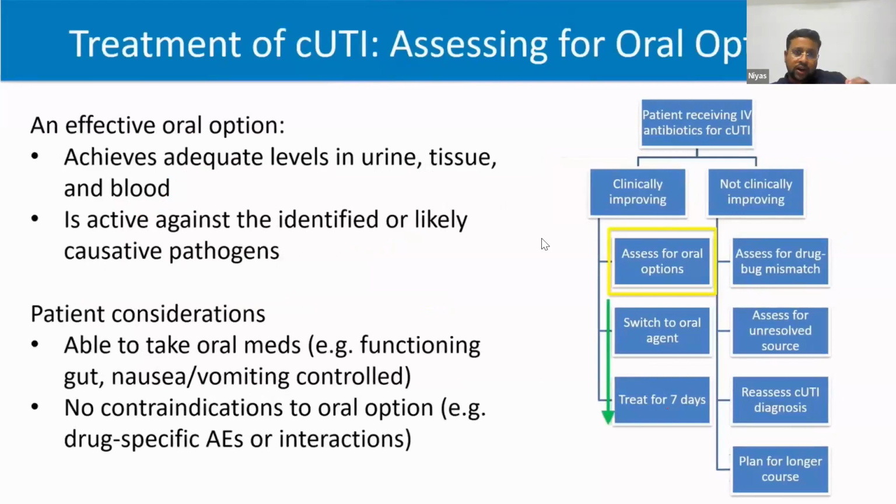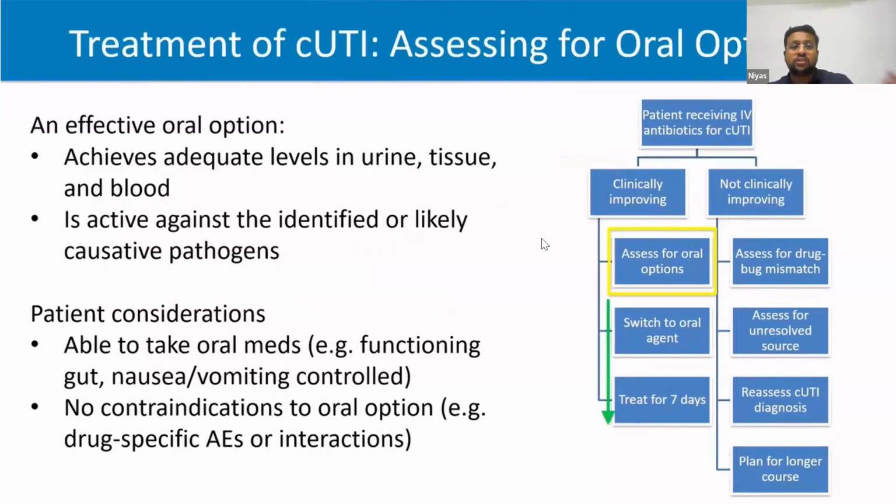But your oral agent, again, should have certain criteria to be met. It should be an agent which achieves a good level in the urine, tissue, and blood. You cannot use nitrofurantoin to complete the oral therapy because it has poor blood levels. Nitrofurantoin in any way should not be used for pyelonephritis because it has poor blood levels, though it has excellent urine concentration. So it's a drug of choice for cystitis, but it is not to be used in pyelonephritis.